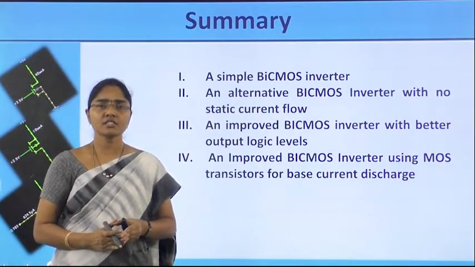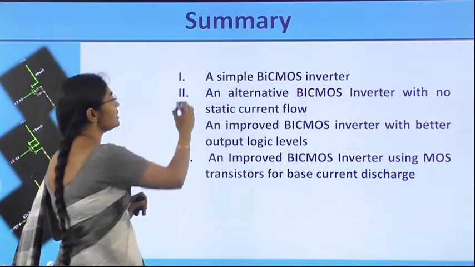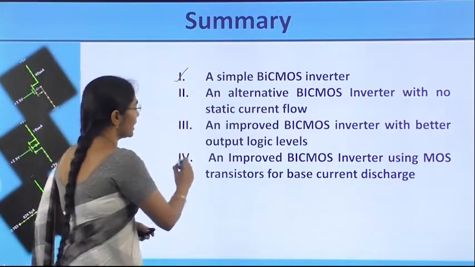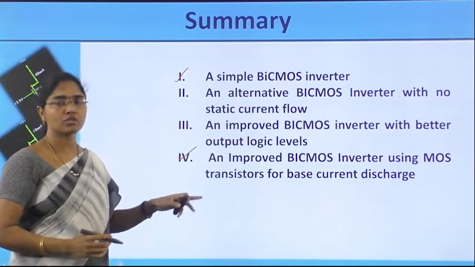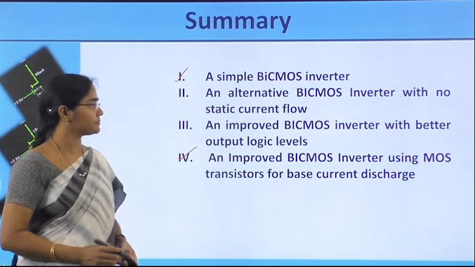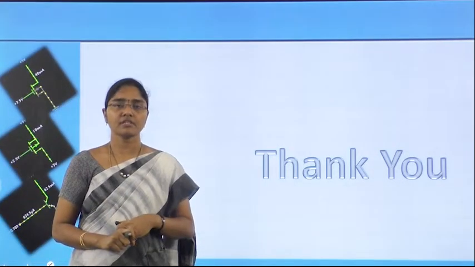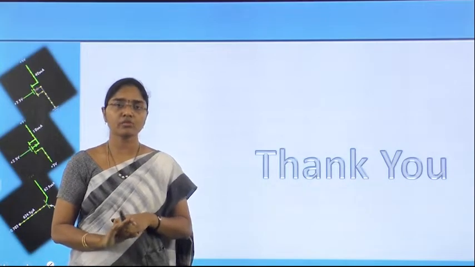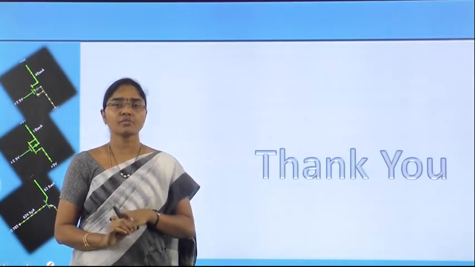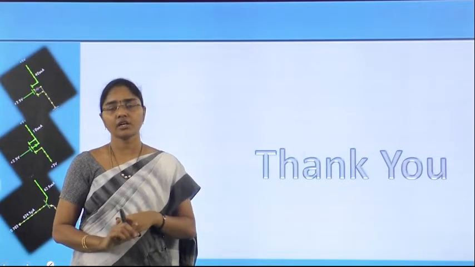The summary of this lecture is, we have seen 4 BiCMOS inverters, starting from the simple BiCMOS inverter to an improved one with no static path and base discharge path also. Till now we have seen the BiCMOS inverter circuit with its improved versions. I hope you understood this BiCMOS inverter circuit. Just read it, and if you have any doubts, ask me.